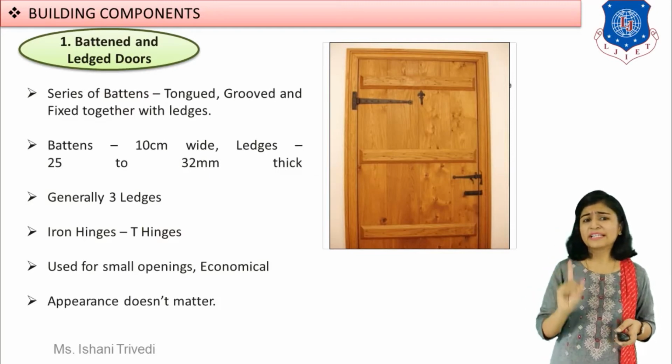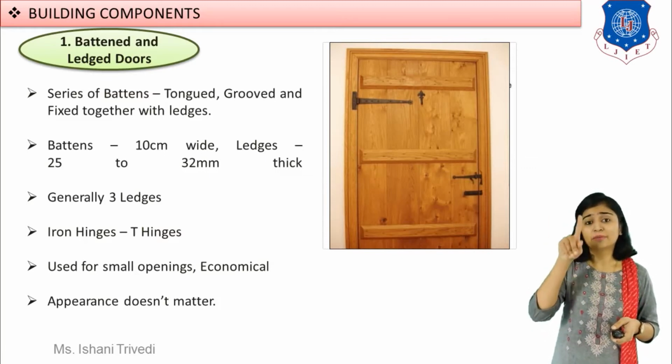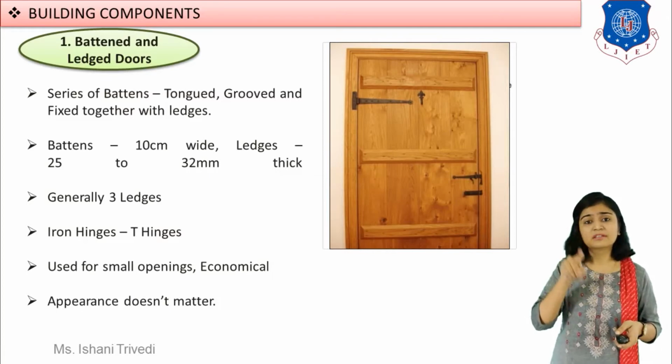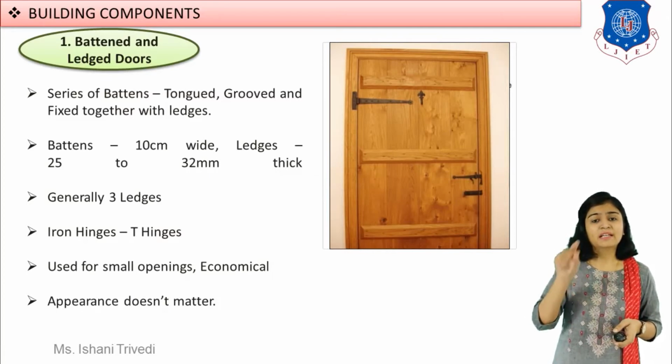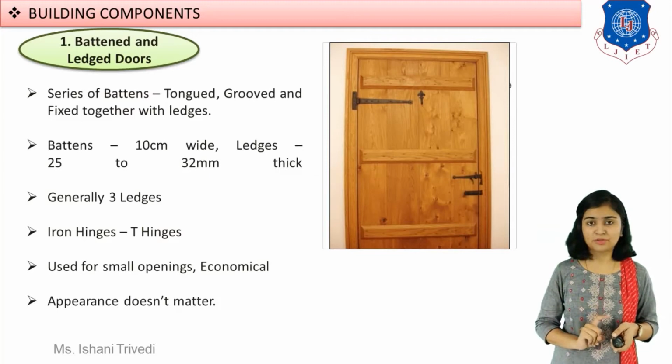See, if you watch it very carefully, then you should be able to see that the planks are connected from the design of your timber, from the design of your wood or the timber. You can see that battens are provided, the horizontal members being ledges, and the T hinge is provided. So this makes your first type of door, battened and ledge door.